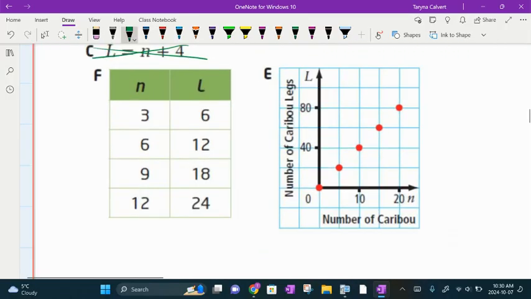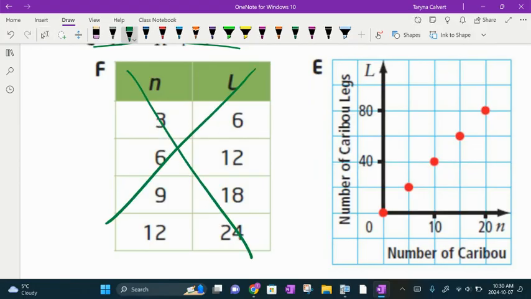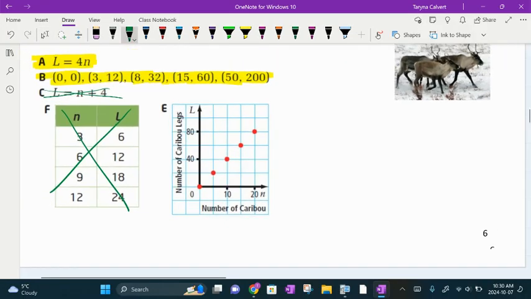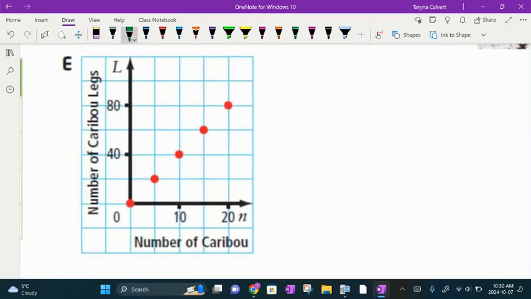So does this table of values make sense? No. Because right now 3 caribou have 6 legs. No, that's not good. Okay, and then our last little guy here. Is this discrete data?